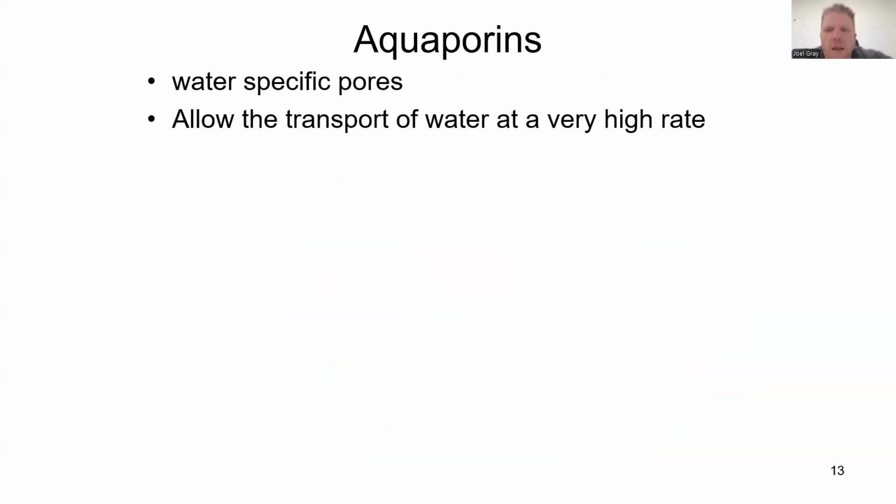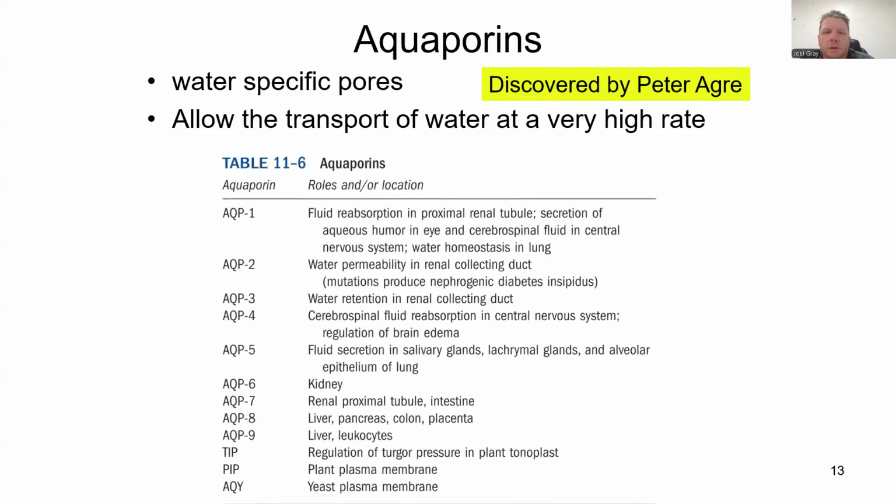Now, what they do is they allow the transport of water at a very high rate. If you remember, water can diffuse across a membrane, but an aquaporin is a protein that will basically help that water go from one side of the membrane to the other at a very high rate, faster than through simple diffusion. A researcher named Peter Agre was responsible for discovering these. And since then, they've been identified and characterized in numerous different organisms as well as different tissues.